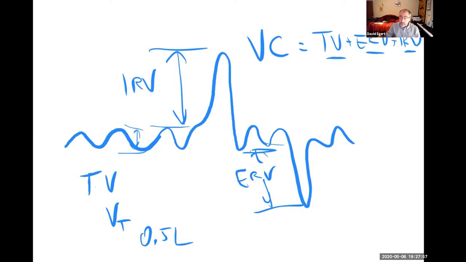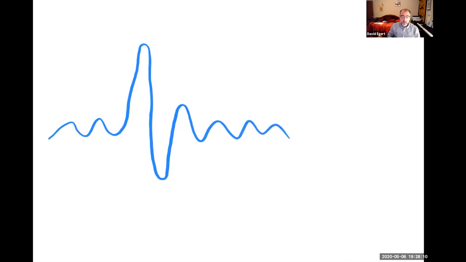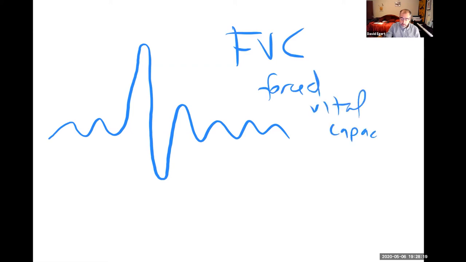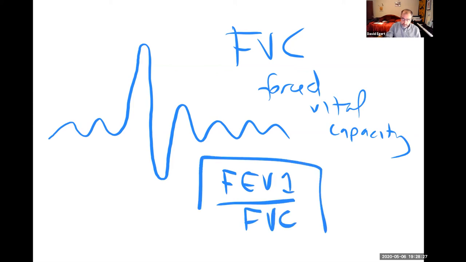And then we looked at the forced vital capacity, where you try to blow out this whole vital capacity from the most in to the most out in one shot. So we looked at FVC, forced vital capacity. And what was this? FEV1 divided by FVC. This was an important part of this part of the lab. Does anybody remember that?